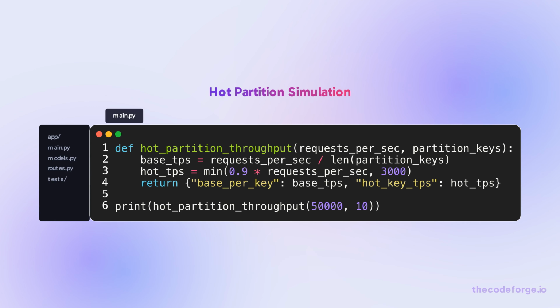This simulates read throughput collapse under a hot partition. A single product gets 90% of traffic, capped at 3000 TPS. Ignoring hot partitions during design review is the most common reason for on-call pages.